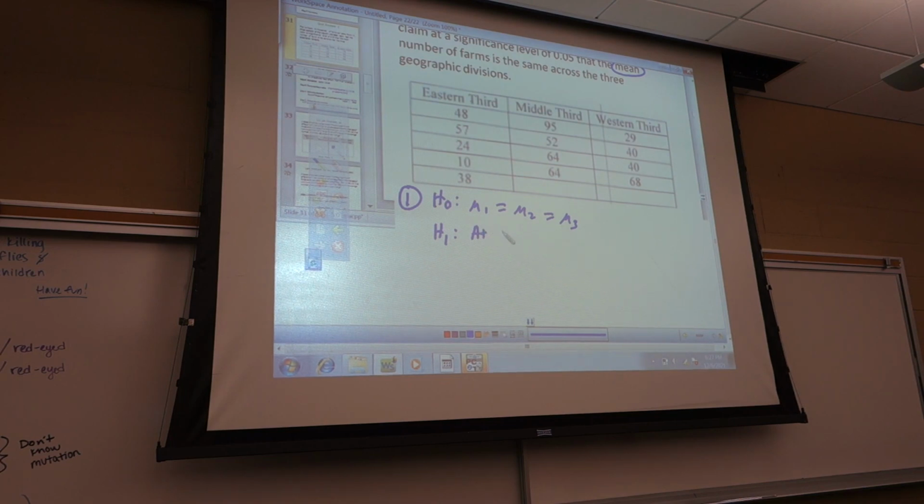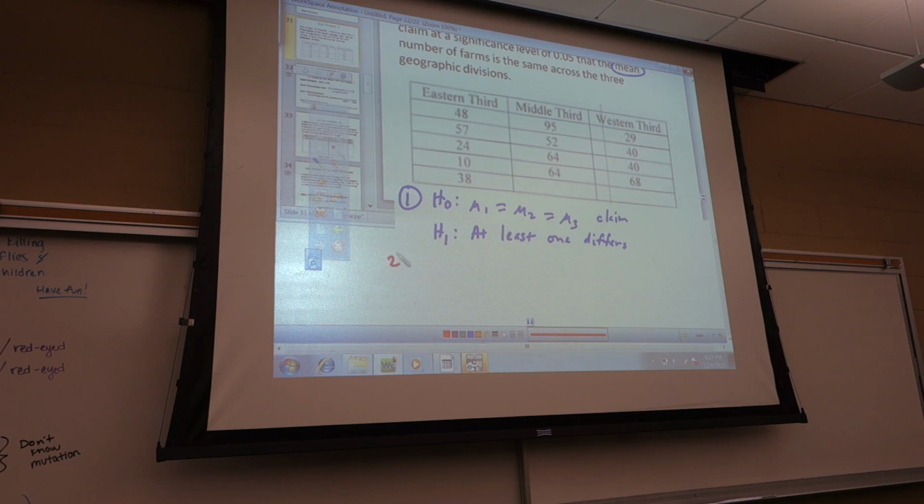You don't know which one differs. So at least one differs. You have to do it like that, right? Because you're not sure which one. Some of them might be equal, but some of them aren't equal. And you don't know which ones are equal and which ones aren't. All right, so then my claim is going to be, so H1 goes with the not-equal statement, so that means that H naught is going to be my claim.